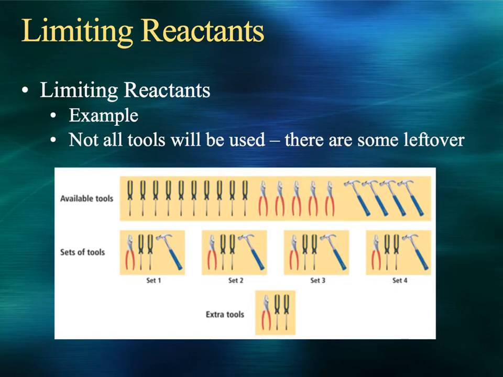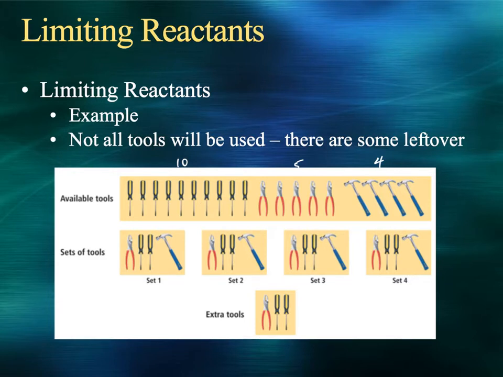Another example here, let's say you're trying to put together some tool sets. So here we've got screwdrivers, pliers, and hammers. We've got 1, 2, 3, 4, 5, 6, 7, 8, 9, 10 screwdrivers, 1, 2, 3, 4, 5 sets of pliers, and 1, 2, 3, 4 hammers. If we're going to put these in sets of 1 pair of pliers, 2 screwdrivers, and a hammer, we can make a grand total of 4 complete sets from this. Well, we still have stuff left over.